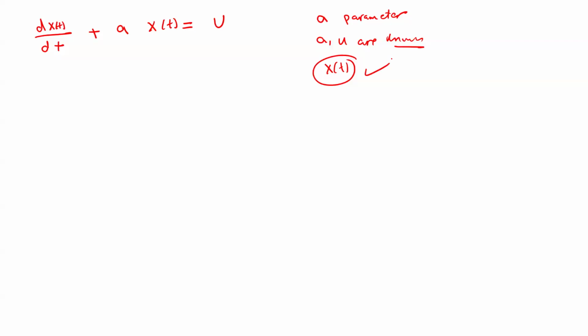This is the unknown. I want to solve this equation. Everything else is known. So I don't know x of t. I know A. I know u.